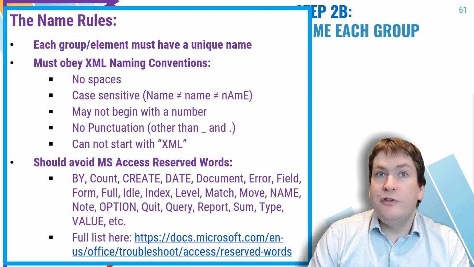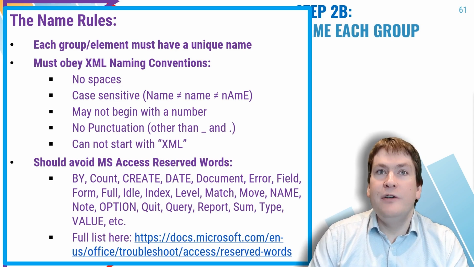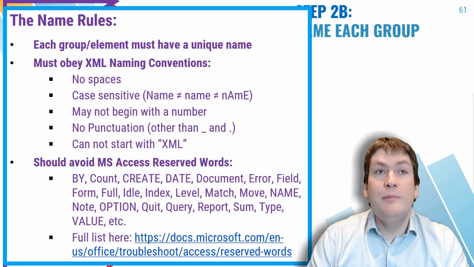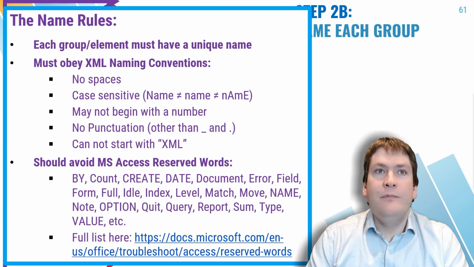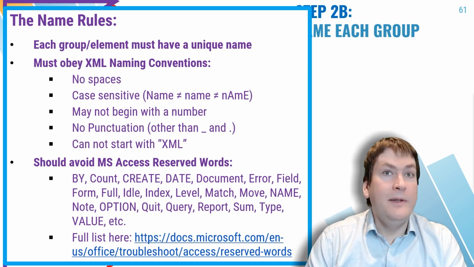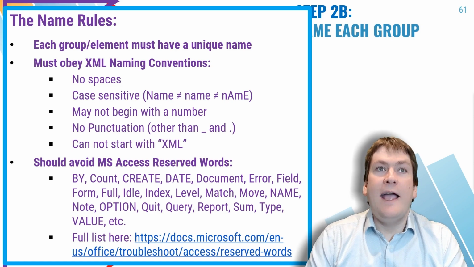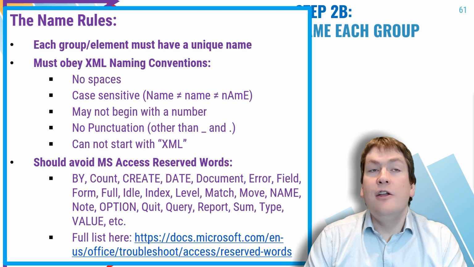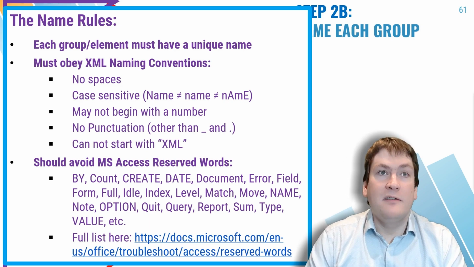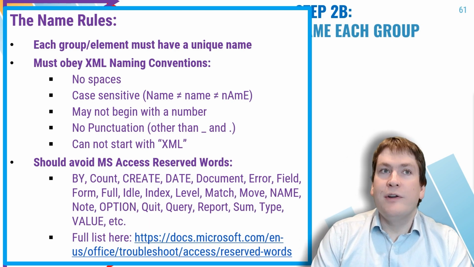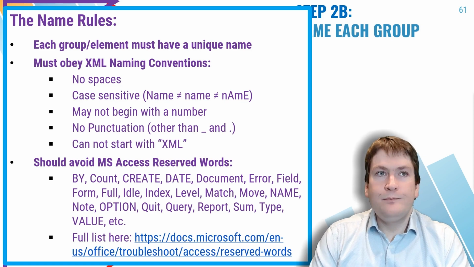There's a lot of restrictions on punctuation. So the only punctuation you're allowed to use in a group name or eventually an element name is going to be the underscore symbol and the period. Anything else is not allowed. And our groups and our elements cannot start with the word XML. So you couldn't say XML name. That wouldn't be allowed. You could say name XML because it doesn't start with XML, but no groups are allowed to say the word XML.